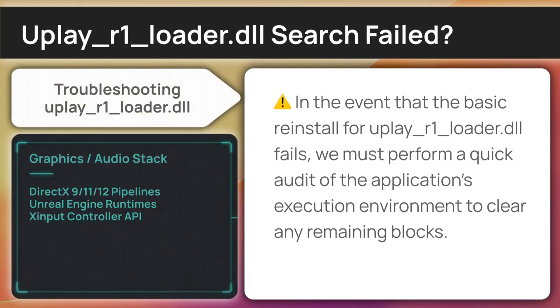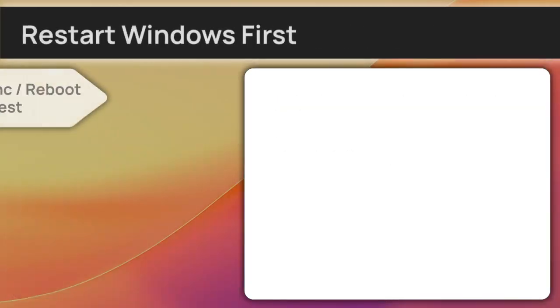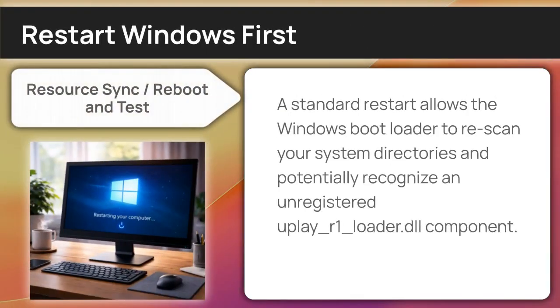If the redistributable repair didn't resolve the pop-up, the next logical step is to analyze the local environment for process conflicts. A quick system restart is a practical way to ensure that all shared libraries, including Uplay R1 Loader, are being loaded correctly into the current session's memory.